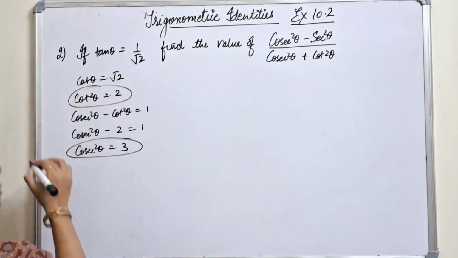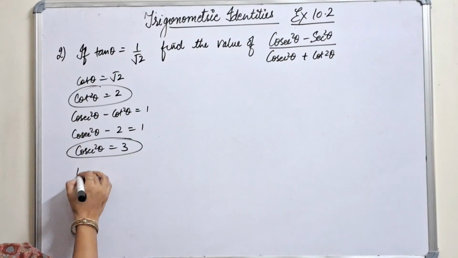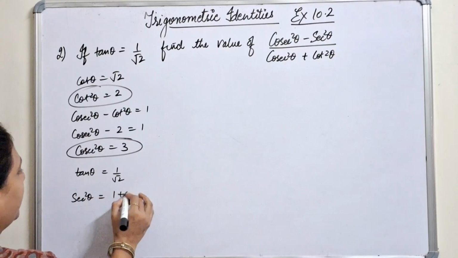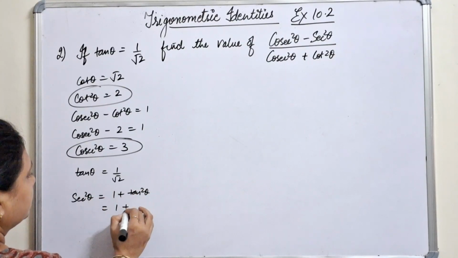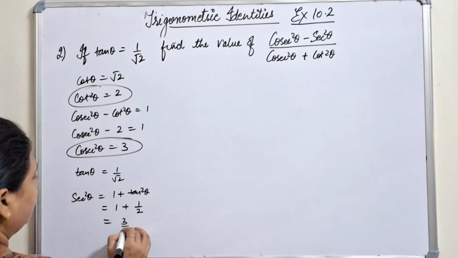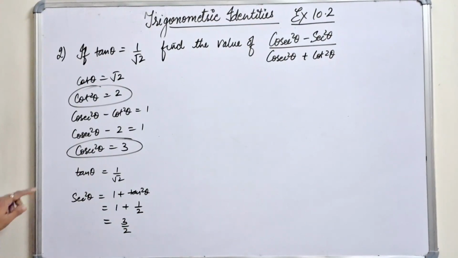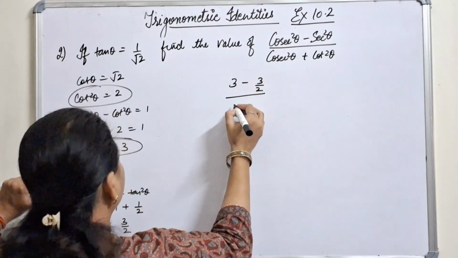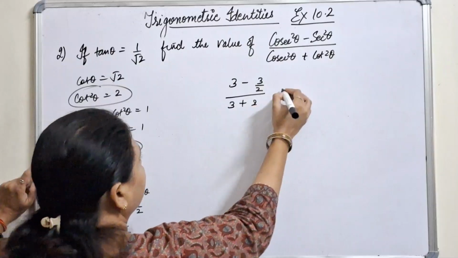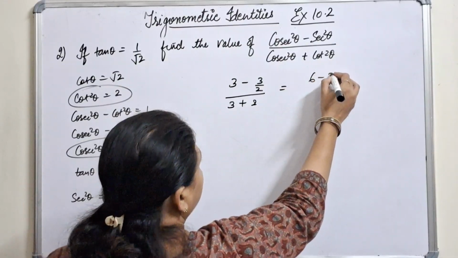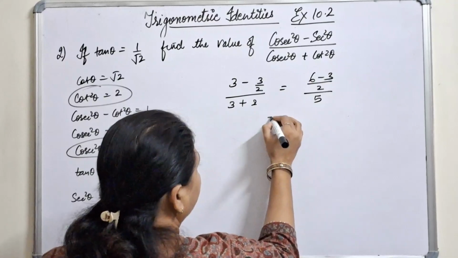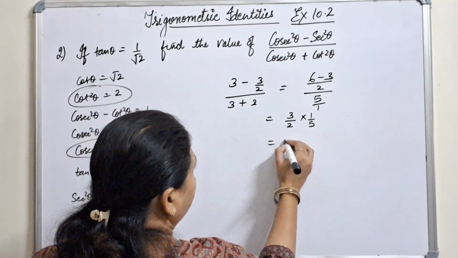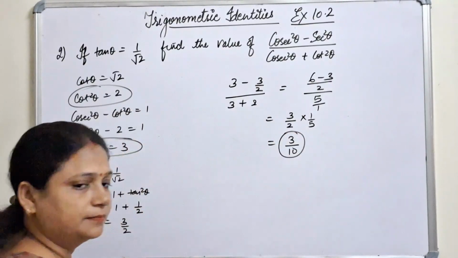So we are having the values. We require sec square theta also. So tan theta is 1/√2. Sec square theta will be equal to 1 plus tan square theta. So 1 plus 1/2, that will be 3/2. Now we'll be substituting the values. (3 minus 3/2) upon (3 plus 2). So after taking LCM, (6 minus 3)/2 upon 5. So this is 3/2 into 1/5. So this is 3/10.